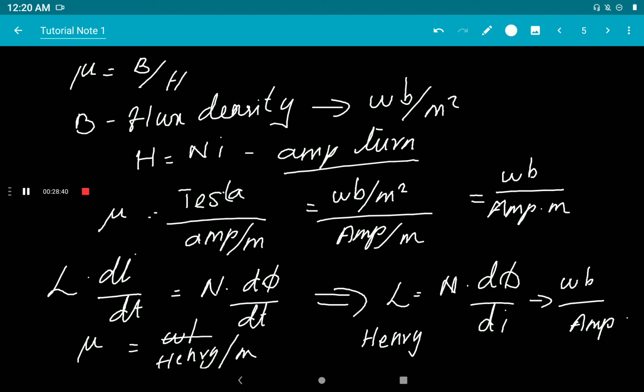Just to convert this Weber by ampere meter into a simpler unit, we relate it to inductance Henry, because in any current carrying conductor there will be a property of inductance. So we relate that to Henry, and the unit becomes Henry per meter.